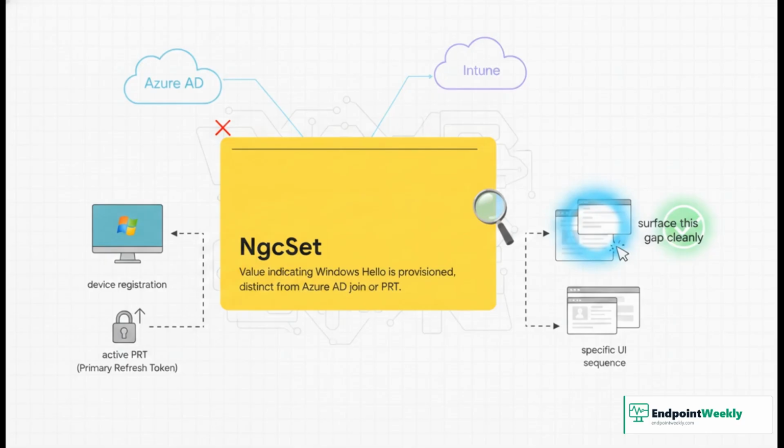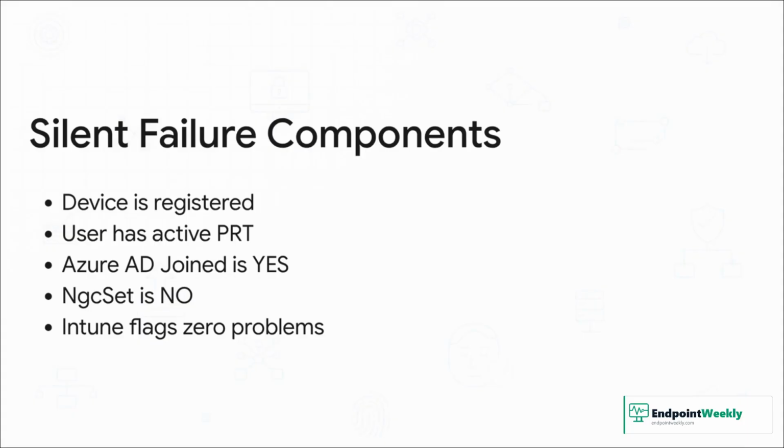You see, the Windows Hello provisioning flow requires a few things to happen in perfect harmony. The device must be registered, the user needs that active PRT, and a specific UI sequence has to actually be completed by the user in their settings menu. NgcSet is the configuration value that proves that specific UI sequence actually happened. It is completely distinct from the device just being joined to AzureAD. Because standard Intune compliance policies don't surface this gap cleanly, they miss it entirely when the specific per-user value is absent.